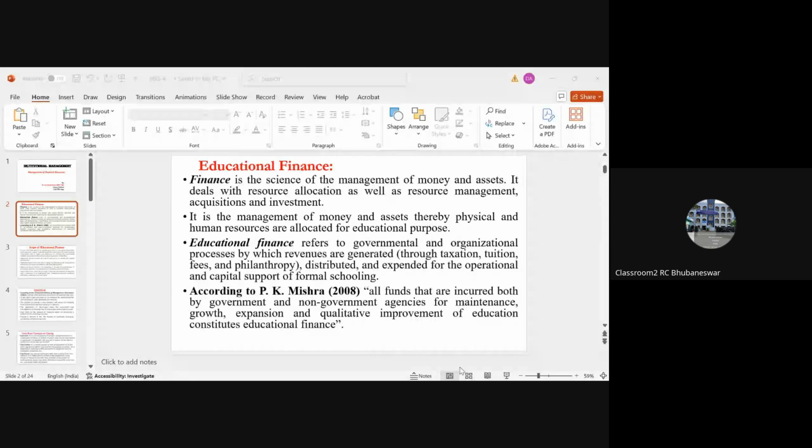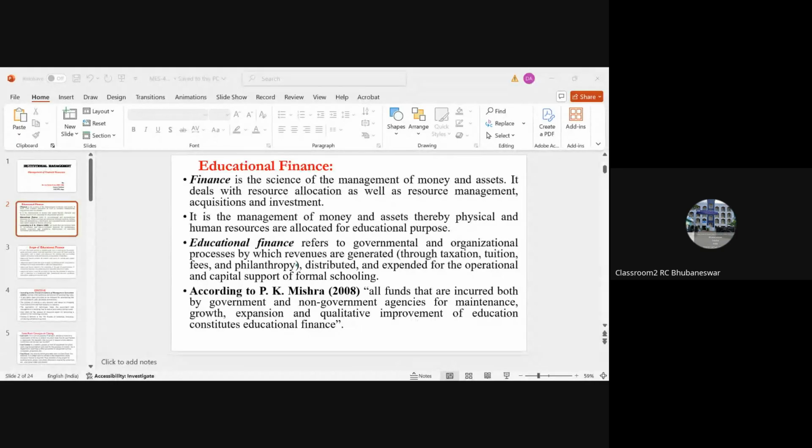So, educational finance refers to the government and organizational process by which revenues are generated. That may be tax, tuition fee, philanthropic collection, donation, or any other business. In any other source we can earn or receive grant or aid.